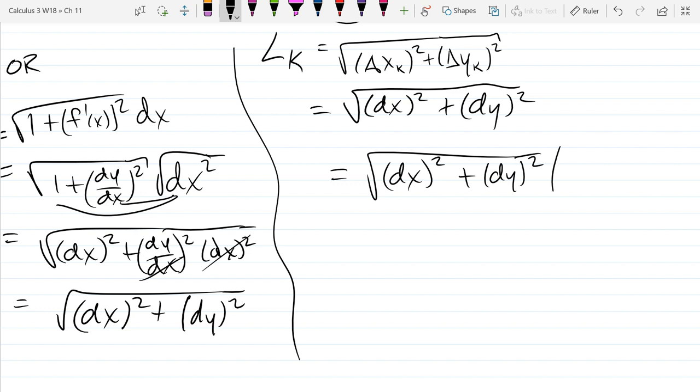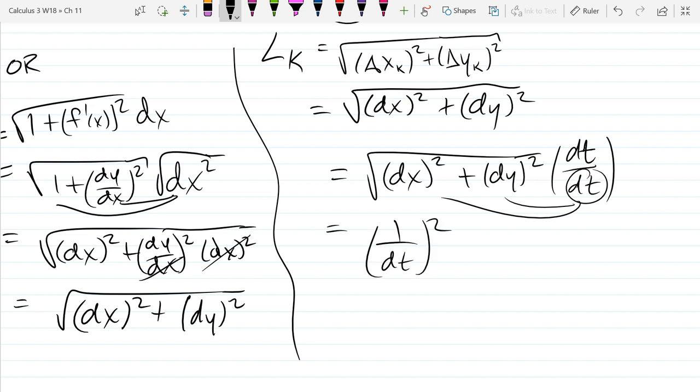So what I'm going to do instead is multiply by dt over dt, which is multiplying by 1. Now I'm going to leave the numerator dt outside, and I'm going to distribute the 1 over dt into the square root. So it's going to come in as 1 over dt squared when I multiply it into the square root. So it'll be 1 over dt squared inside the square root times dx squared.